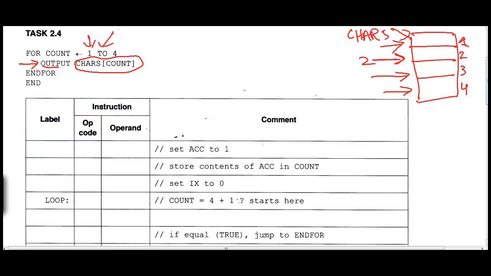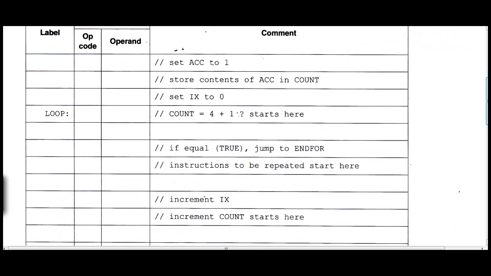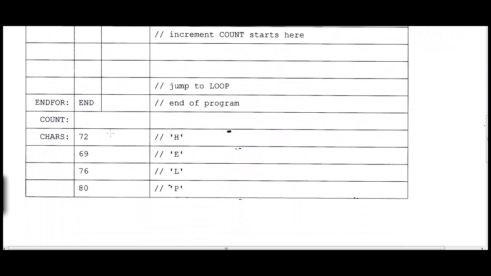In this example, he has shown that chars is an array with 4 boxes, and there are ASCII codes stored within these 4 boxes. So this 72 is the ASCII code for H, 69 is the ASCII code for E, 76 is the ASCII code for L, and 80 is the ASCII code for P. So this is our array, which is basically holding characters inside, and it has 4 elements altogether.